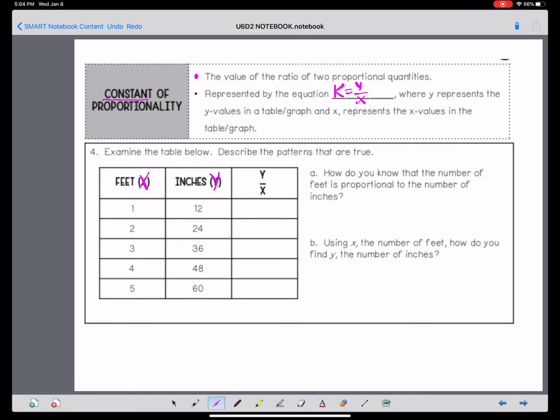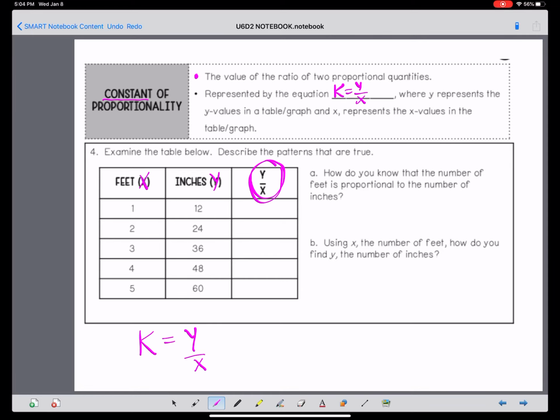The first question, part A, says, how do you know that the number of feet is proportional to the number of inches? Well, we don't know yet until we do some math, so here we go. This empty column right here actually tells you exactly what to do. It says do y divided by x, and that will give us our constant. Let's write out that equation. Our constant, or k, is equal to y divided by x.